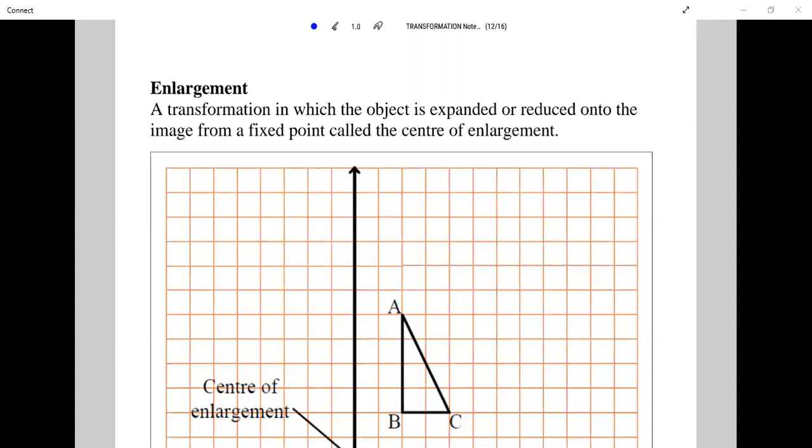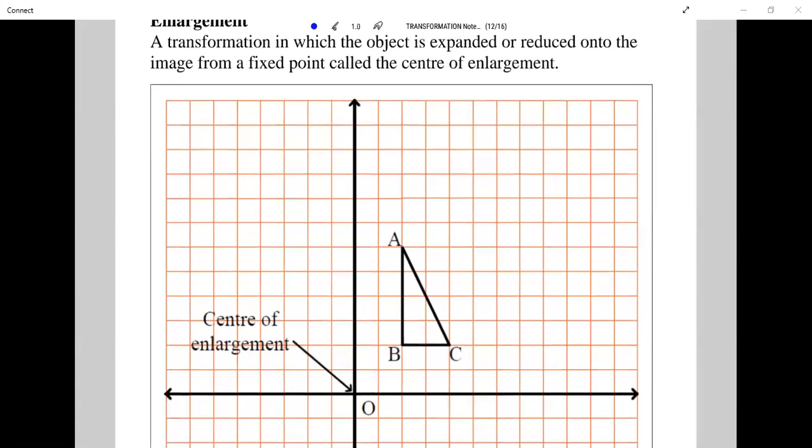All right, enlargement. An enlargement is a transformation in which the object is expanded or reduced onto the image from a fixed point called the center of enlargement. So what is an enlargement? An enlargement is a transformation in which the object is expanded or reduced onto the image from a fixed point called the center of enlargement. In an enlargement, the image can either become bigger than the object or the image can become smaller than the object.